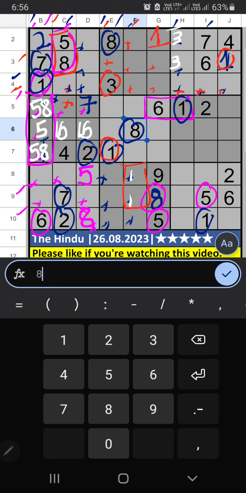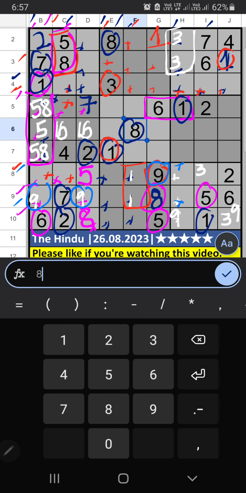Column H, we have 3. So 3 can't come in these cells. 3 will come in one of these cells, confirm later. 8th row, we have 9. So 9 can't come in these cells. 9 will come in one of these cells, confirm later. 8th row, 9th row, we have 9. So 9 can't come in these cells. 9 will come in one of these cells, we confirm later.